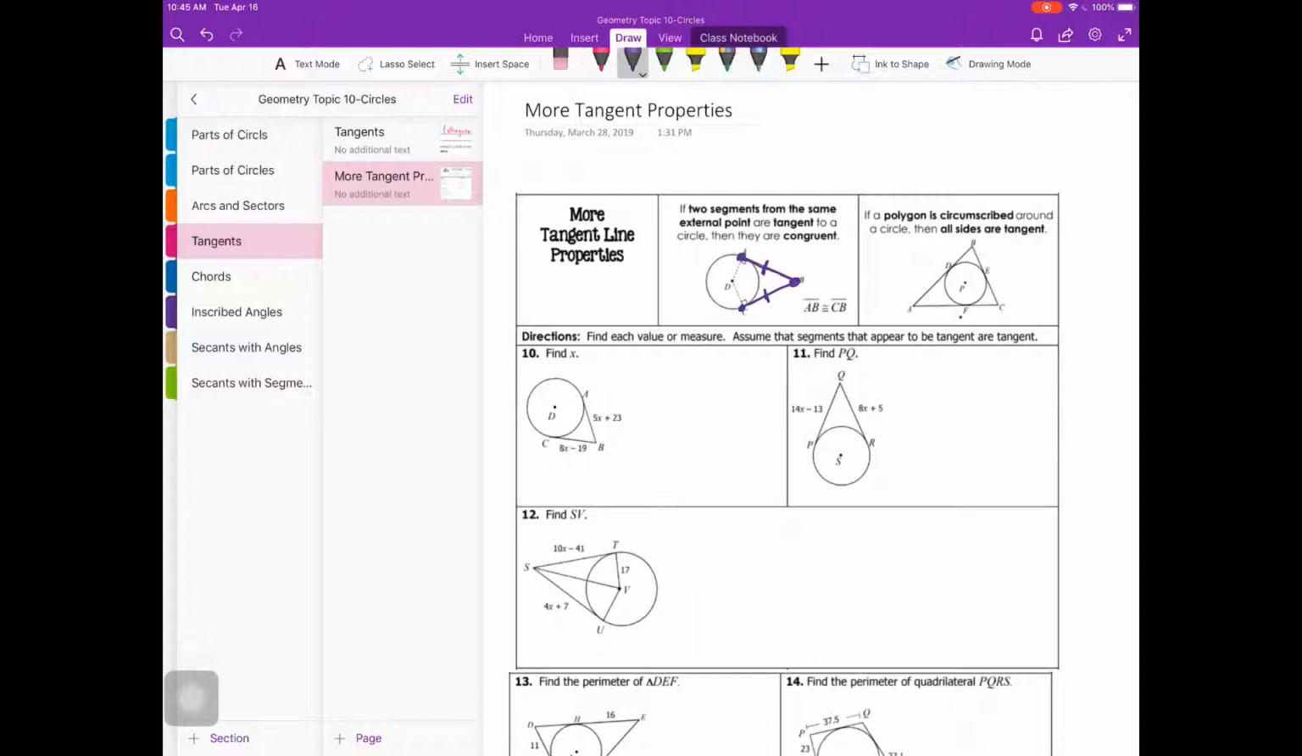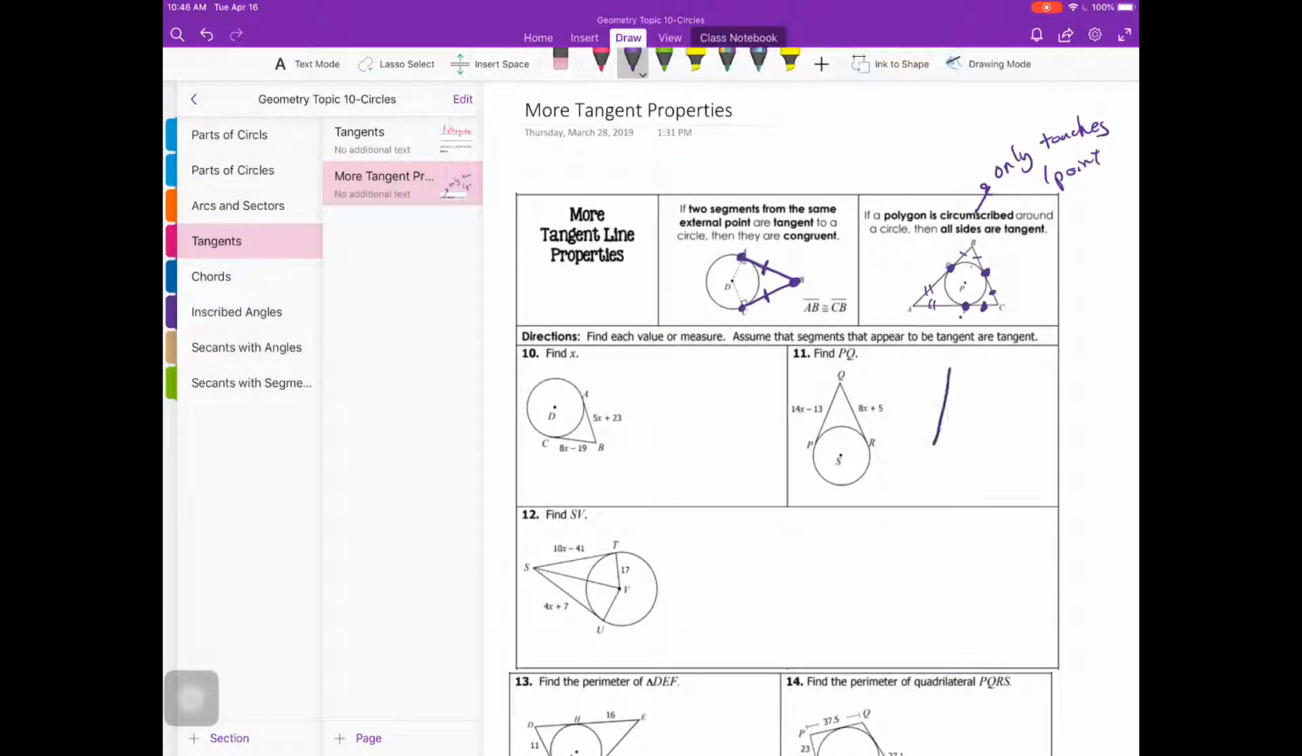And then a polygon that is circumscribed. Circumscribed means that it only touches one point at a time. So there are all these points of tangency right here. Like this circle just touches here, and that means that all of these little pieces are all congruent.